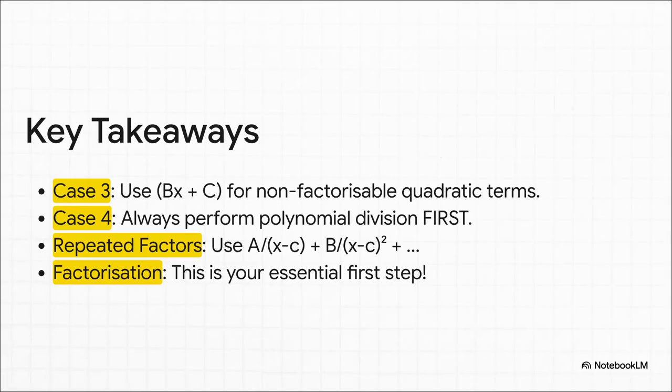So let's do a super fast recap of the big rules. See a quadratic you can't factor? The top needs to be Bx plus C. See a fraction that's top-heavy or improper? Your very first move is always long division. Got repeated factors? You need a separate fraction for each power of that factor. And what's the foundation for all of this? You've got to be a pro at factorizing that denominator.